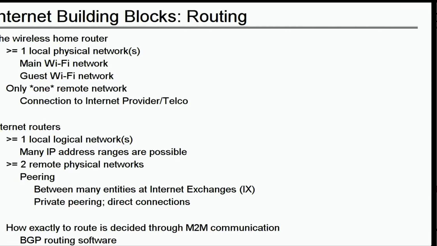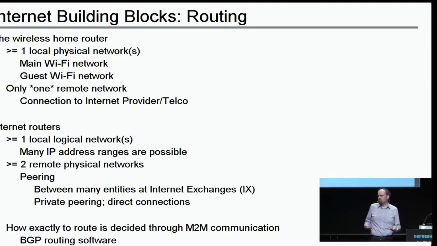So starting with the wireless home router, it typically has one local network. At least it might have more. I had a home router that had both the regular Wi-Fi network, and I was also able to configure a guest network or a guest password. It's Wi-Fi, so it's not really so intuitive, but those are two separate physical networks, because if you're connected to one, you can't communicate directly with the other network.